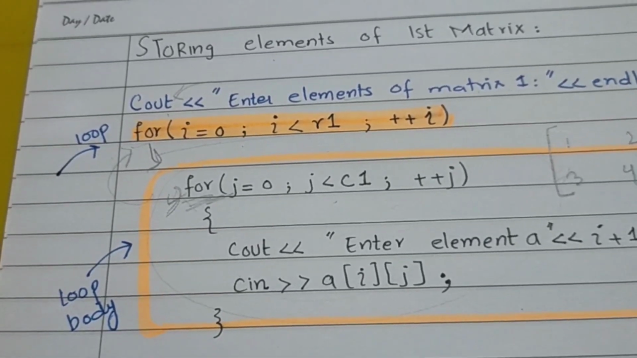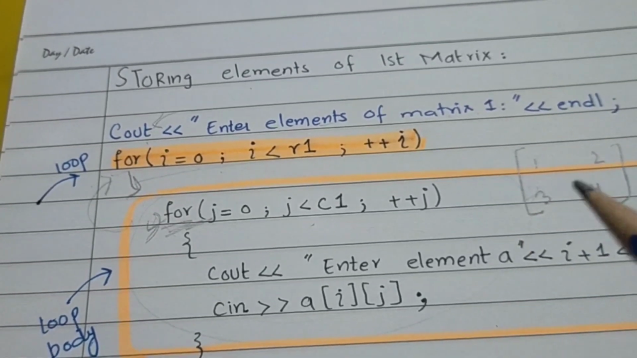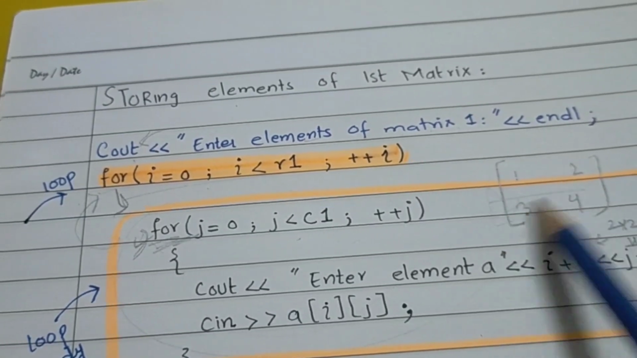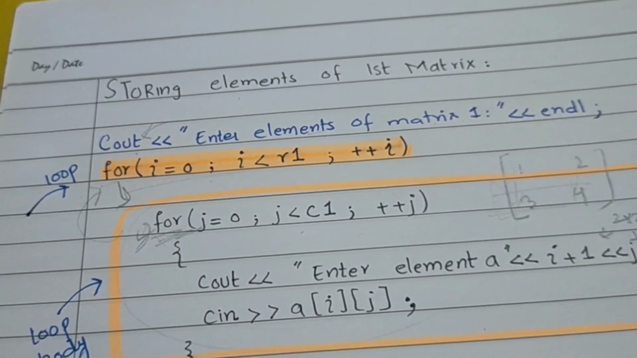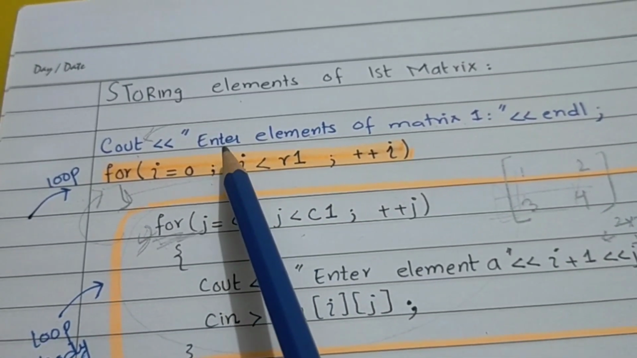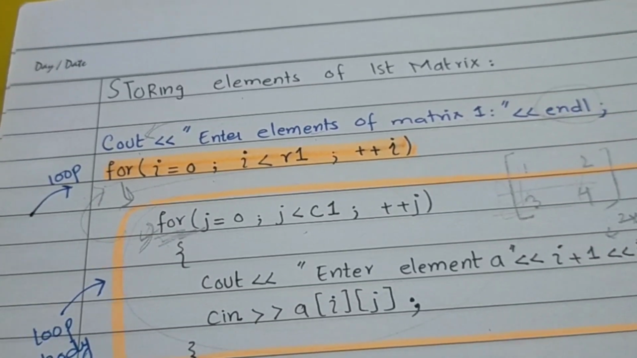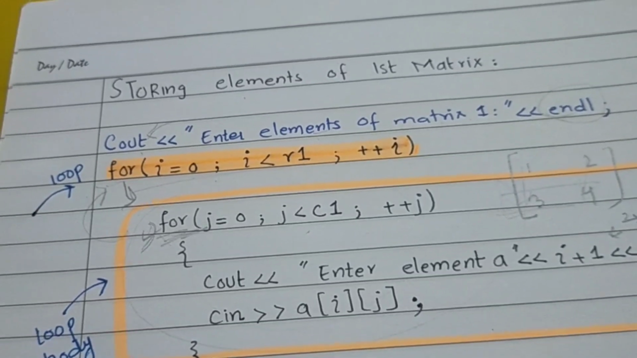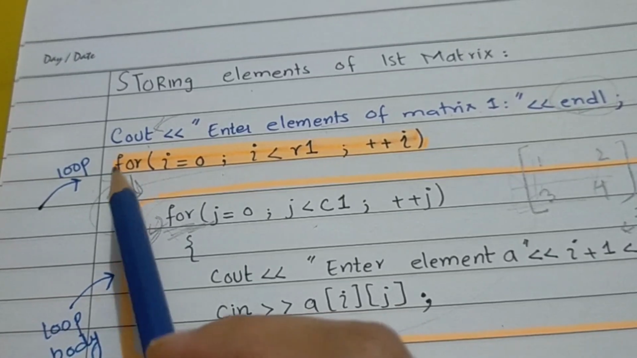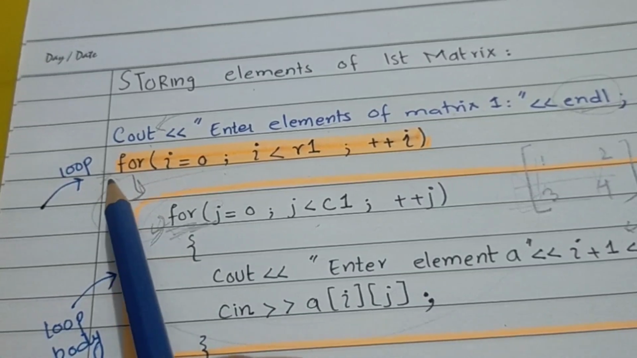So let's talk about how to store elements of the first matrix. For example, the user wants to enter a matrix which contains 2 rows and 2 columns. First of all, we want to display a message for the user like enter elements of first matrix. And endl is used for a next line or new line, whatever you say. Then we are going to use a for loop, right? This is the loop and this is the body of that loop.